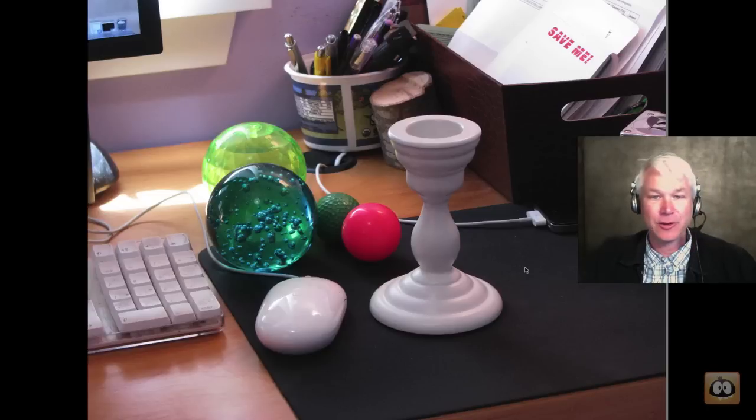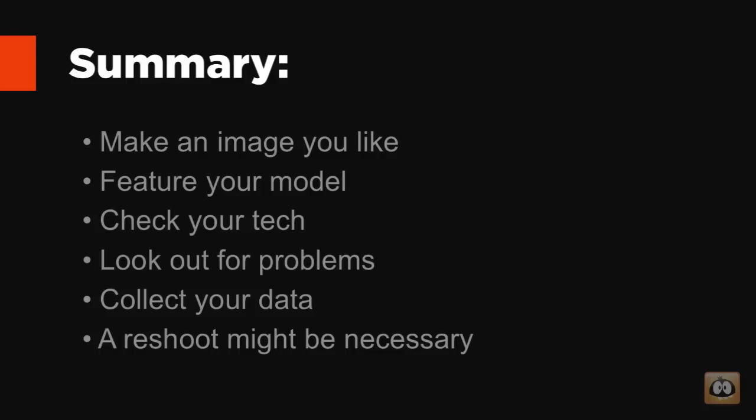And in conclusion, let me just run through it real quickly. First thing you want to do is make a picture that you're happy with, that you like. You have a model that you want to make, and then you also need a location to put it in. So make sure that your camera angle features your model. Check your exposure and your focus and your other technical issues. Look out for problems like a weird ground plane or reflections or shadows.